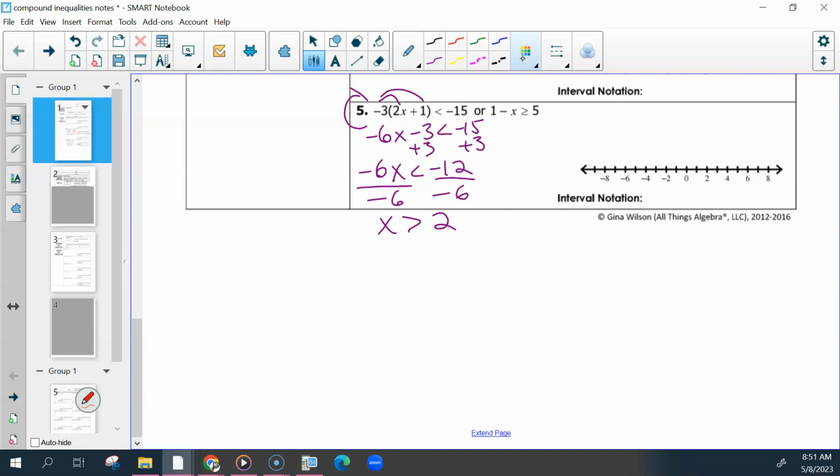Right. And then solving the other one, what would we do first? You add 1. Subtract 1 because it's positive. And then, how would we get x by itself? Oh, what's going to happen when we do that?